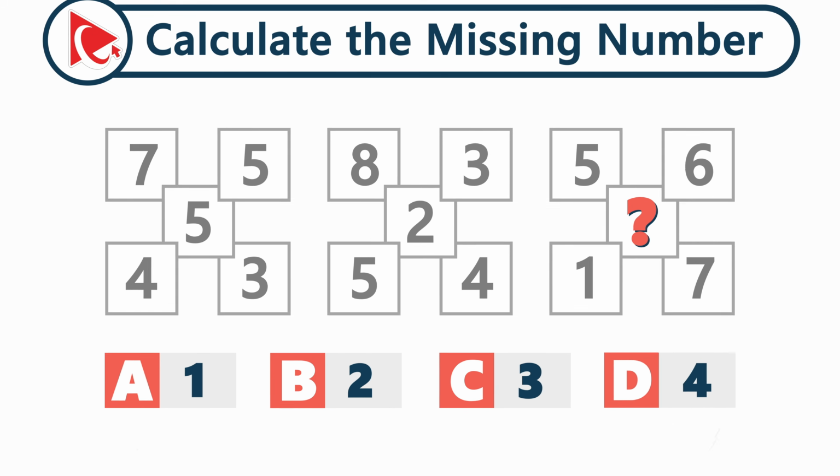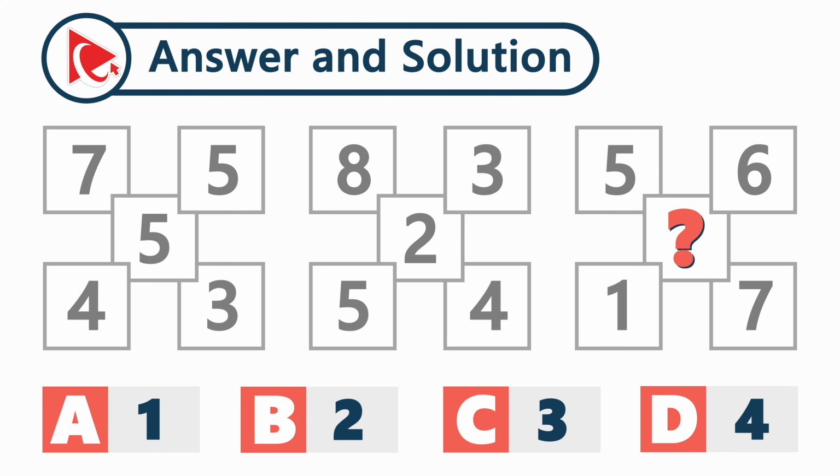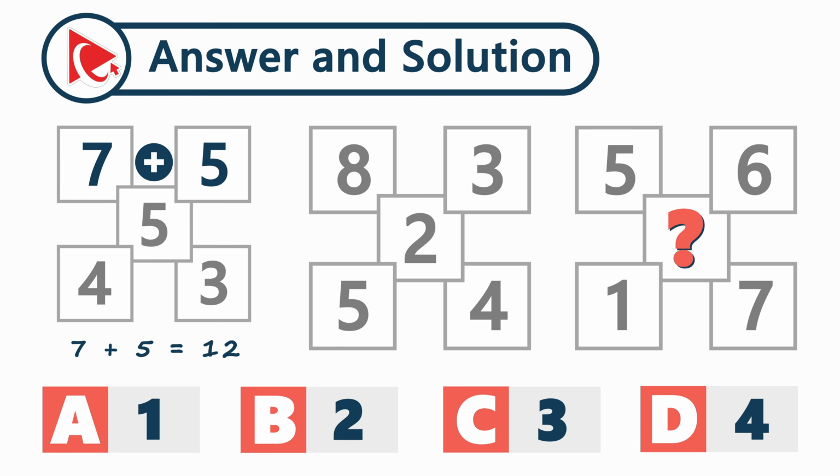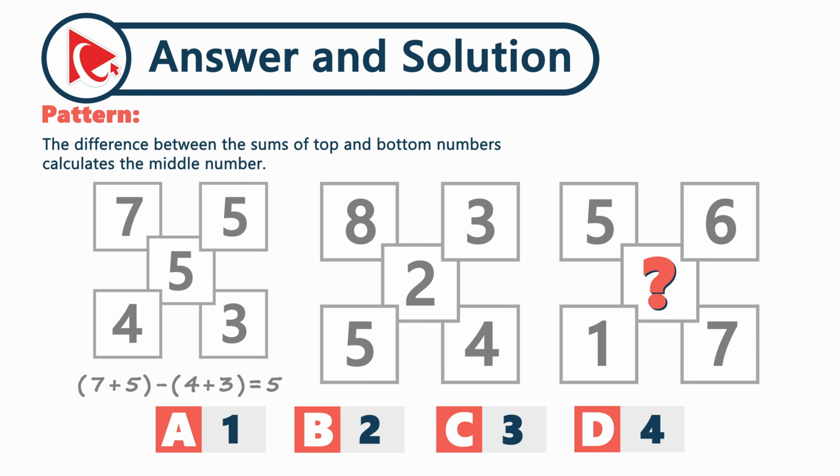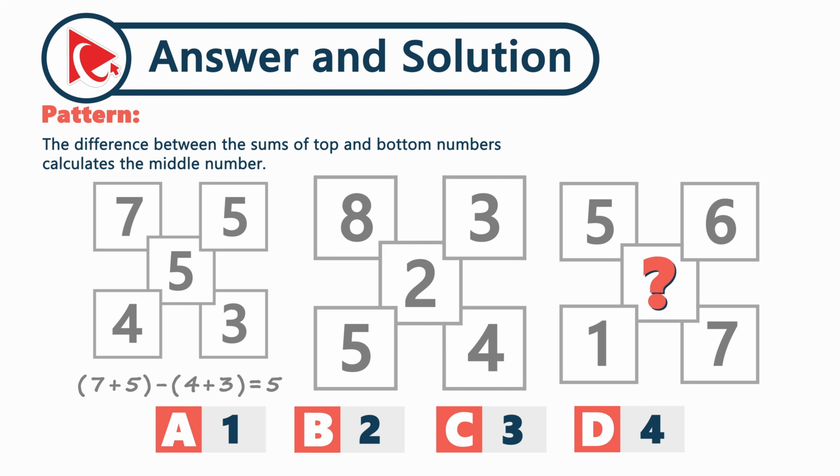I hope so, because the pattern here is really simple. Let's take a close look at the first shape. 7 plus 5 equals 12, and 4 plus 3 equals 7. 12 minus 7 equals 5. In fact, this is how the number in the middle was calculated. And the pattern here, as you might have guessed, is that the difference between the sum of top and bottom numbers and the sum of the side numbers calculates the middle number. Let's verify our hypothesis with the second shape.